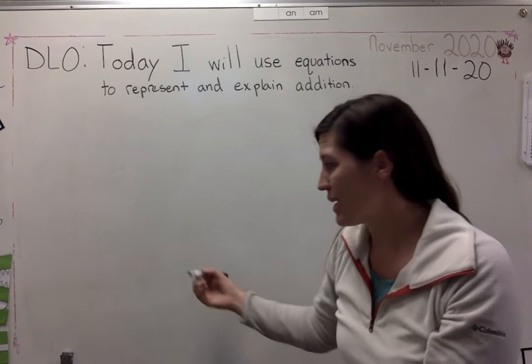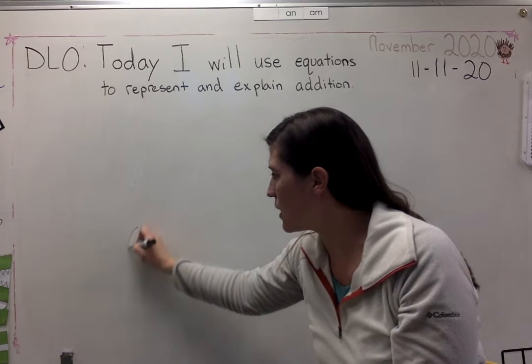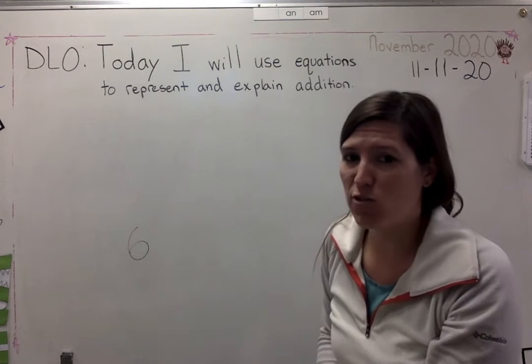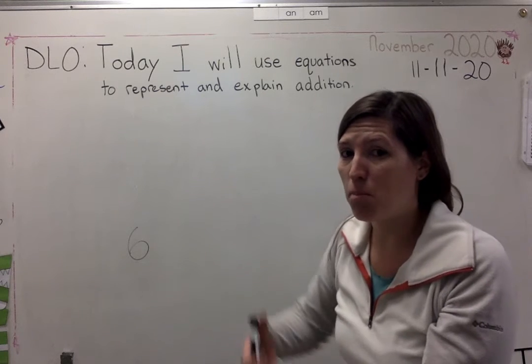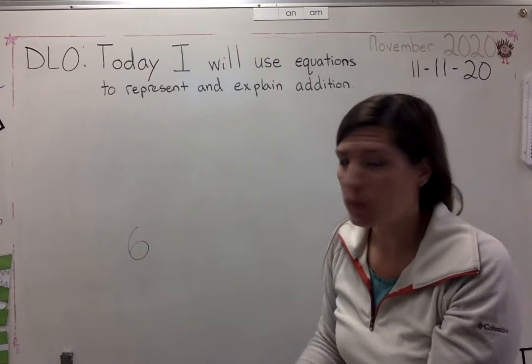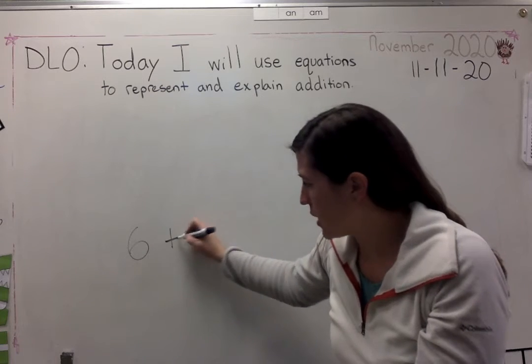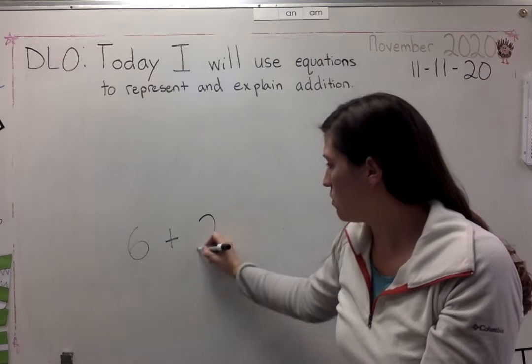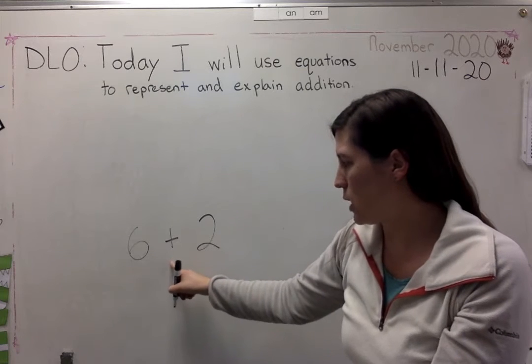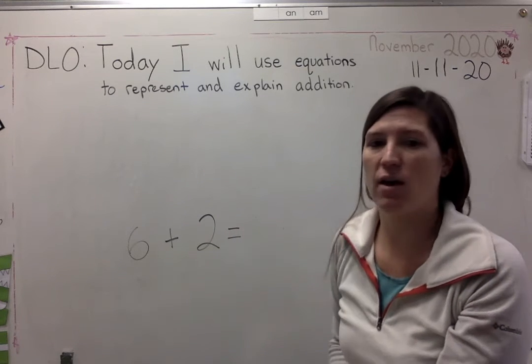I have 6 cookies, so I'll write down the evidence that I hear right away. My sister gave me 2 more. I heard the number 2, and I heard more. When we write more, we use the operation plus. I had 6 cookies. My sister gave me 2 more cookies. How many did we have all together?